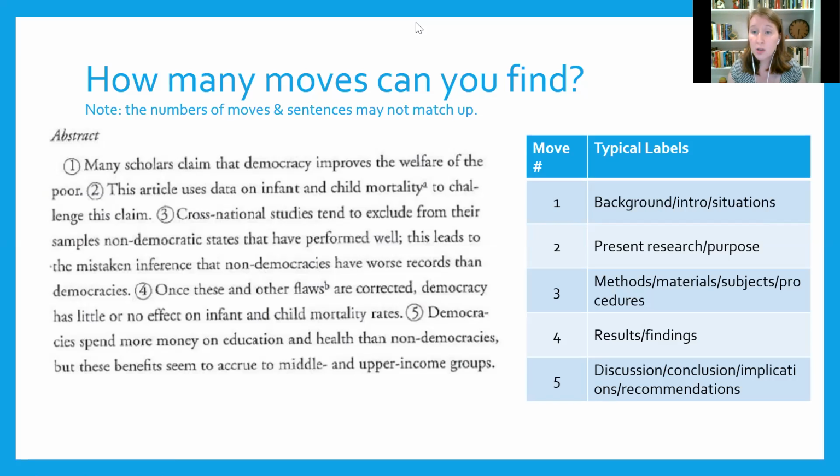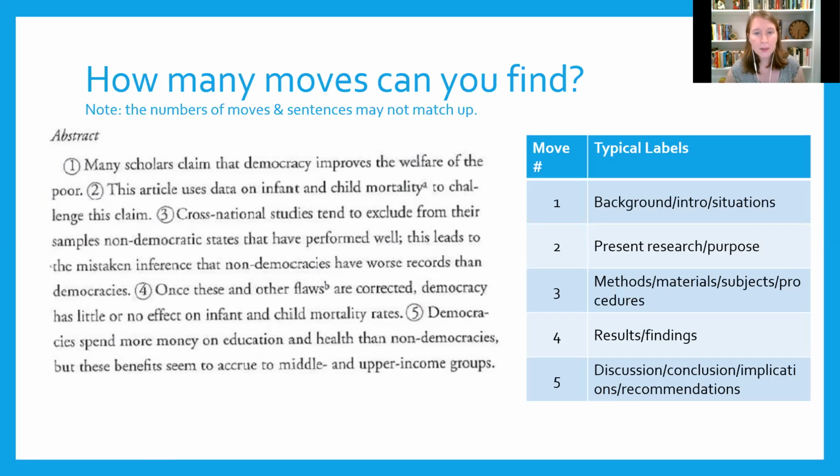What about information about this present research and the purpose of this research? Can you see any sentences that do that? Yeah, so this does kind of meet up neatly so far. So we have sentence number 2, which talks about what this study is going to do. Okay. What about methods, any methodology or procedures? Is that included in here?